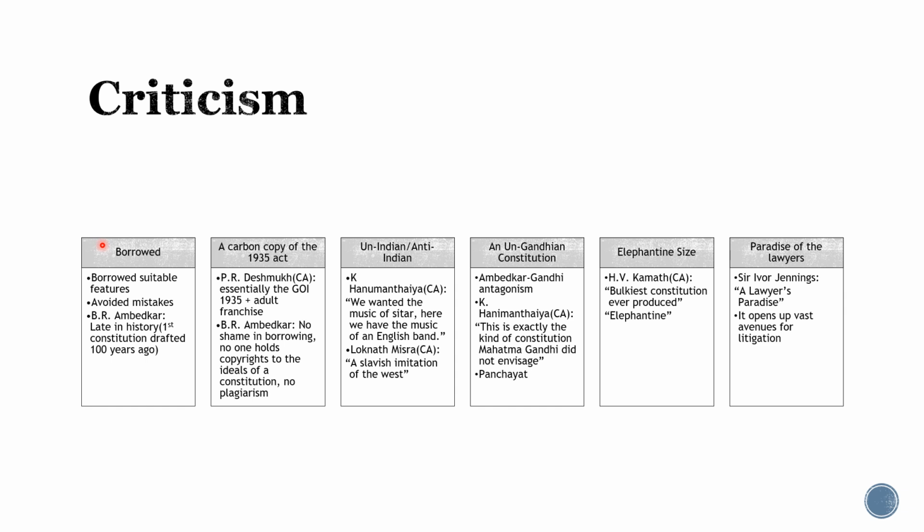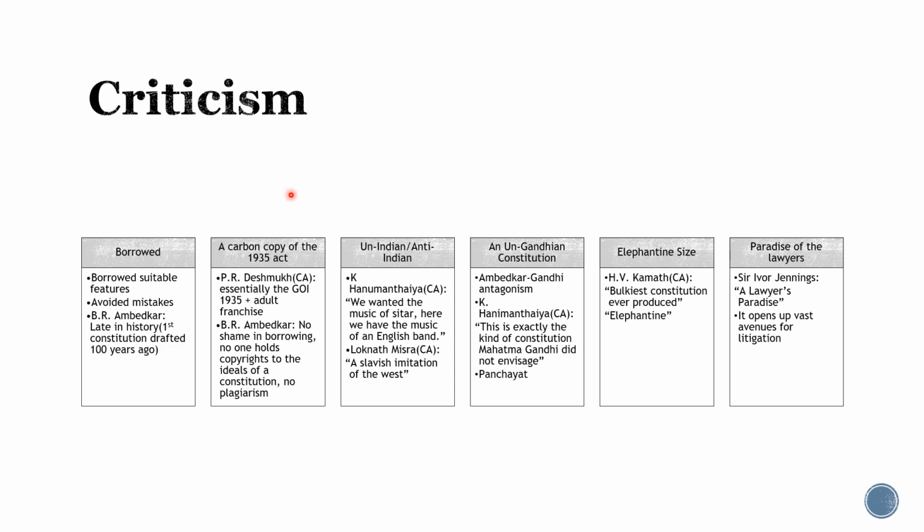It is copied. So as a response to that, Dr. B.R. Ambedkar said that a constitution that is formed so late in history cannot be expected to have new things. The only thing that can be expected is that we avoid the mistakes done by the constitutions before us, and we take all of the good parts from the different constitutions.